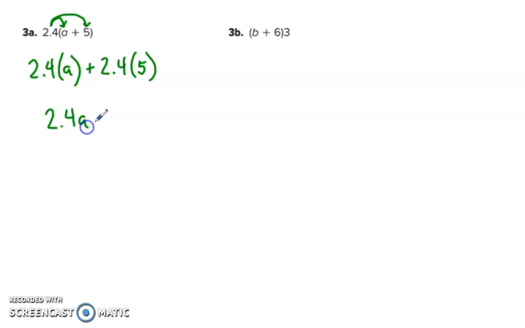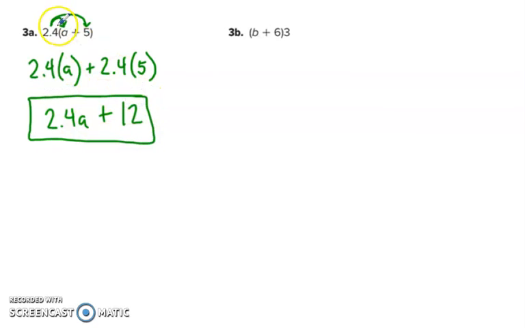But 2.4 times a is just 2.4a plus, and then 2.4 times 5 would be 12. That's it. That's all we can do. That's an equivalent expression of this using the distributive property. You're distributing the 2.4 to the a and to the 5.